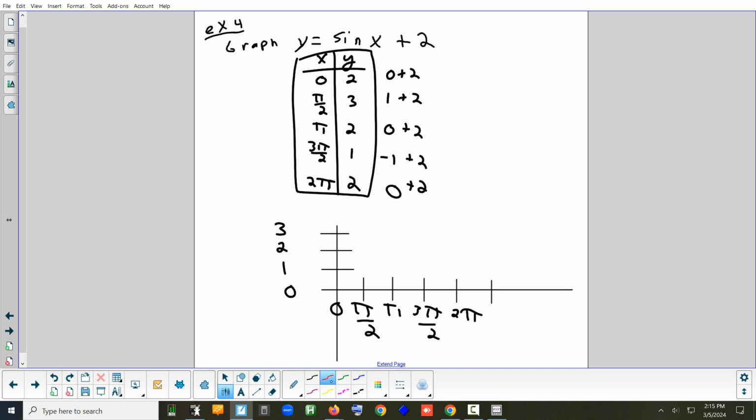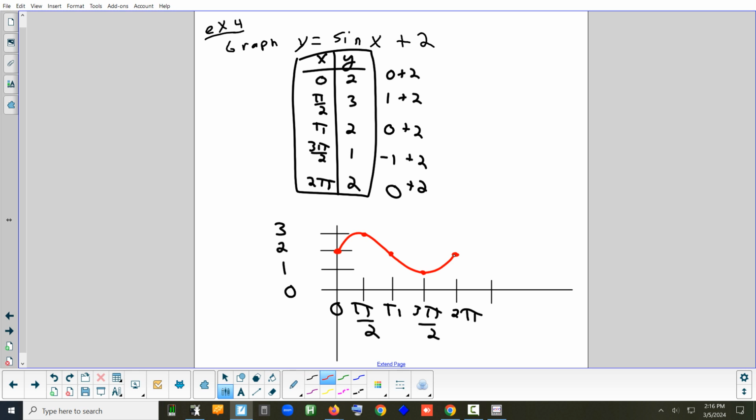All right. And what's my first coordinate? 0, 2. Yep, 0, 2. Okay, next coordinate? Pi over 2, 3. Okay, next one? Pi, 2. Next one? 3 pi over 2, 1. And the last one? 2 pi, 2. Up at 2, right there. And that's your sketch.